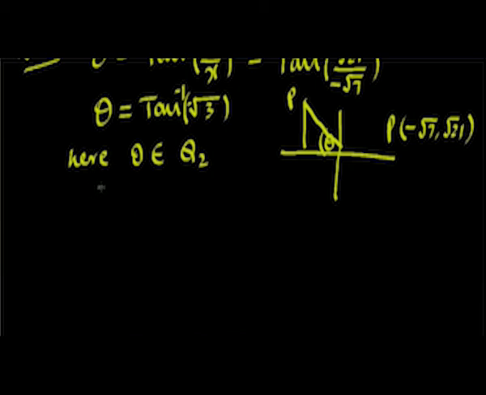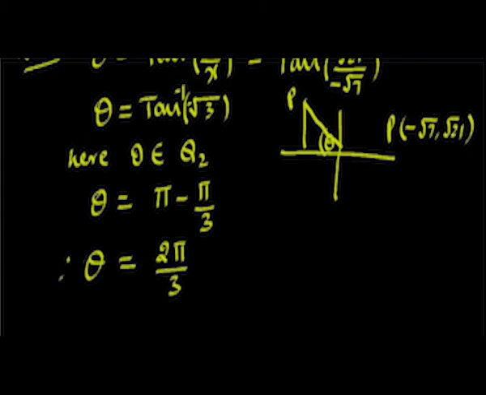So here the theta will be pi minus pi by 3, so that will be 3 pi minus pi, 2 pi by 3. It is nothing but 120 degrees. So in the second quadrant, tan is negative. So tan 2 pi by 3 is minus root 3, tan 120 degrees is minus root 3. So this is the angle.